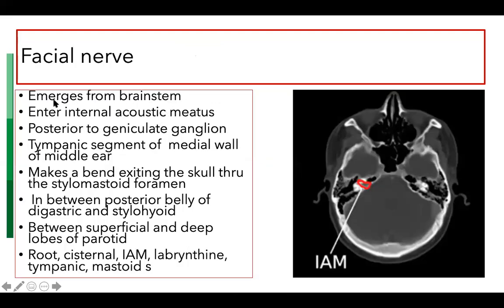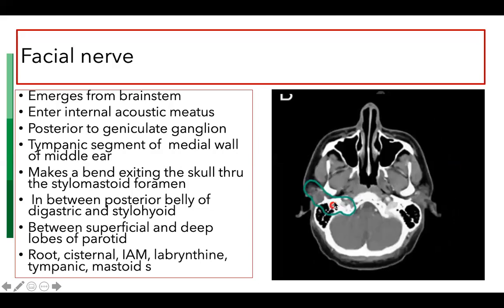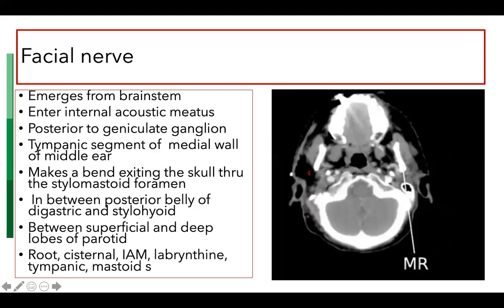Now, the facial nerve has many parts: cisternal, in the internal acoustic meatus, labyrinthine, tympanic, and mastoid. It exits from the brainstem into the internal acoustic meatus, and then there is a segment which lies along the medial wall of the middle ear. Then it comes down straight, and then finally travels out. So this is in the middle ear, I'm sorry. Then the stylomastoid foramen, and then it exits into the parotid.